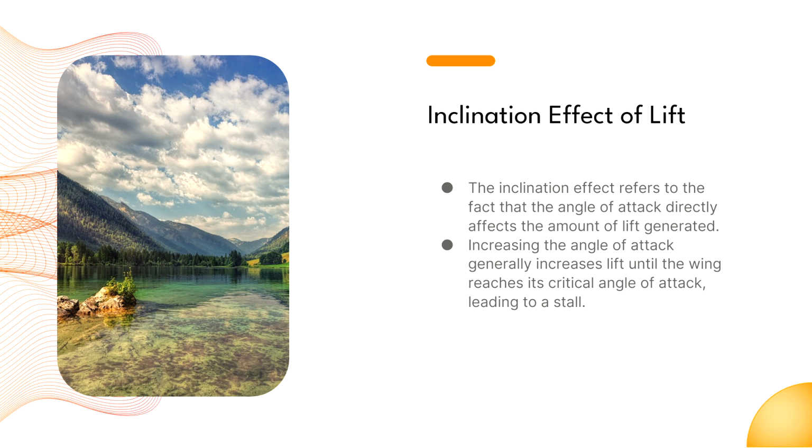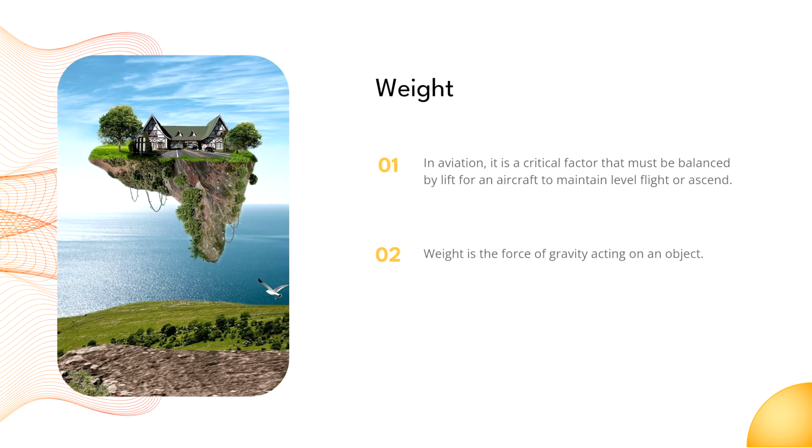So, next is inclination effect of lift. It refers to the fact that the angle of attack directly affects the amount of lift generated. Increasing the angle of attack generally increases lift until the wing reaches its critical angle of attack, leading to a stall. So weight. In aviation, it is a critical factor that must be balanced by lift for an aircraft to maintain level flight or ascent.